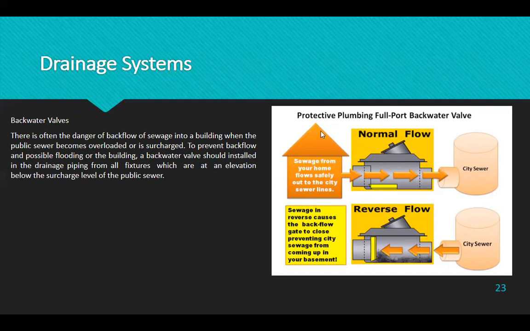So ito, protective plumbing full port backflow valve. This is how sewage from your home flows safely out to the city's sewer line. So normal flow ito, city sewer.